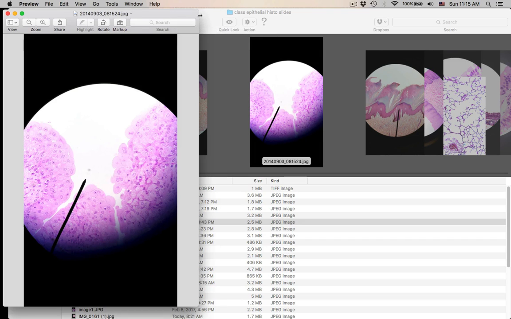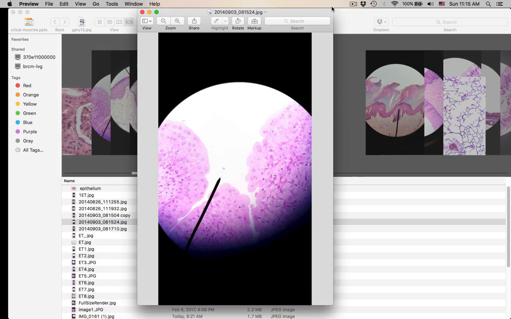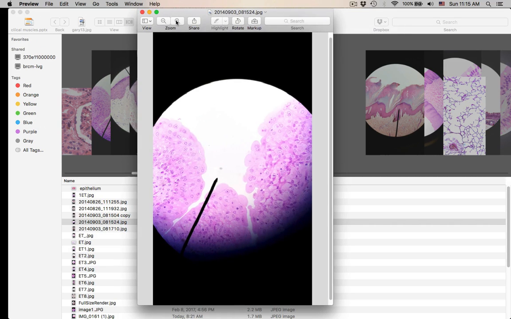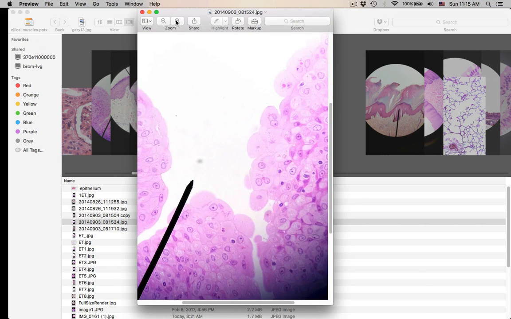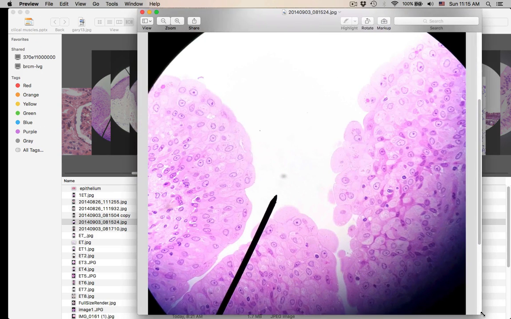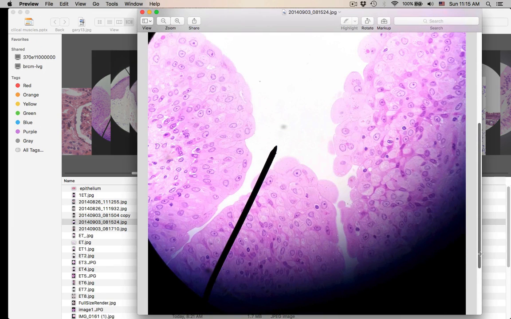Pointer again in the lumen. Let me bring this up a little bit so you can see. Pointer in the lumen, easy to see with this guy. What type of epithelial tissue is this? This is number 5.